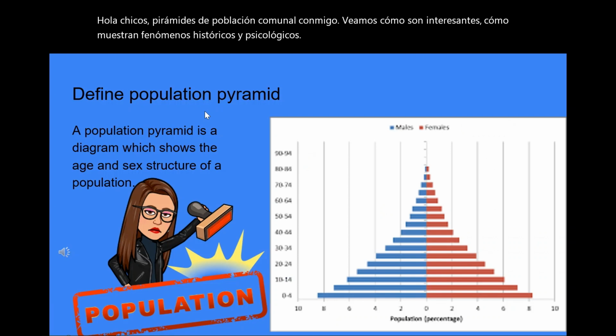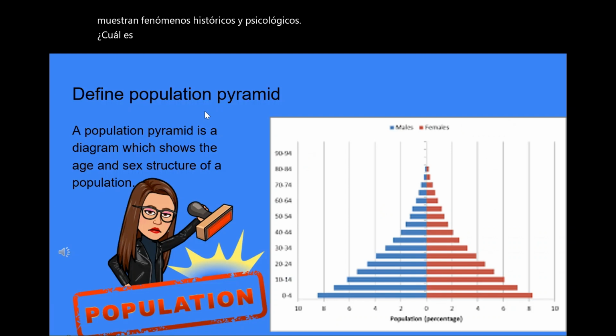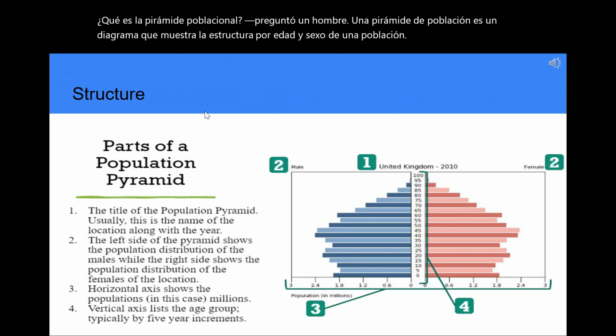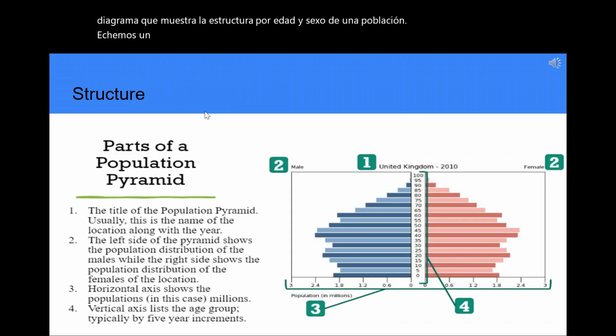What is a population pyramid, one might ask? A population pyramid is a diagram which shows the age and sex structure of a population. Let's look at the four main parts of a population pyramid.